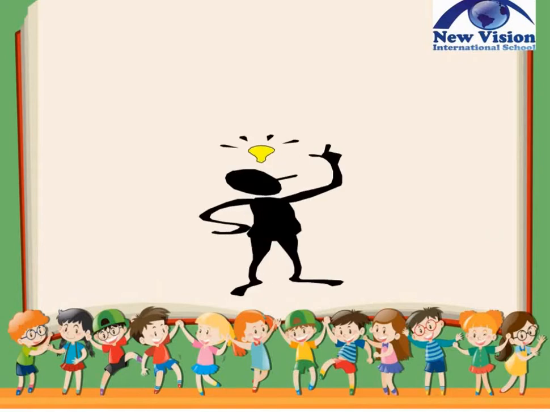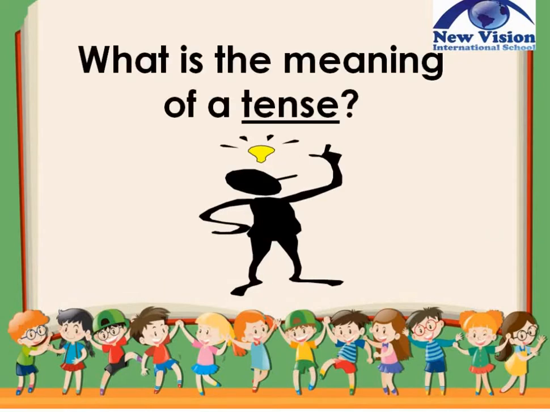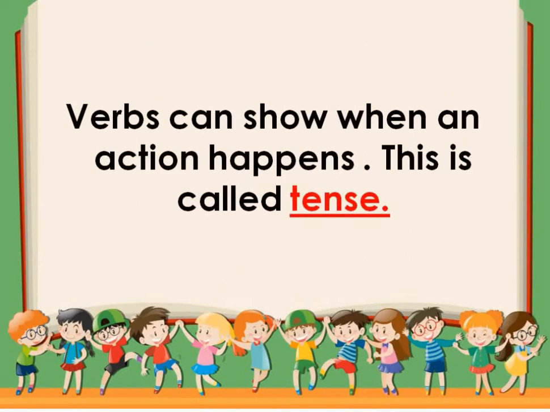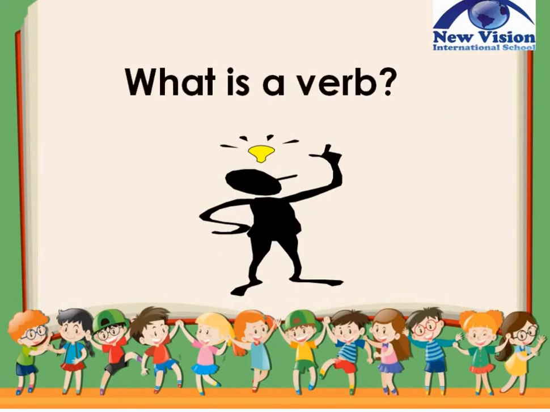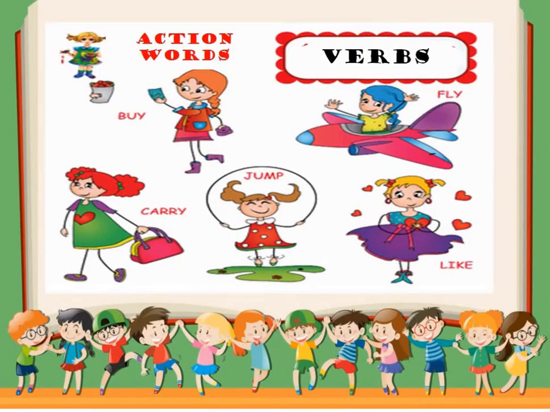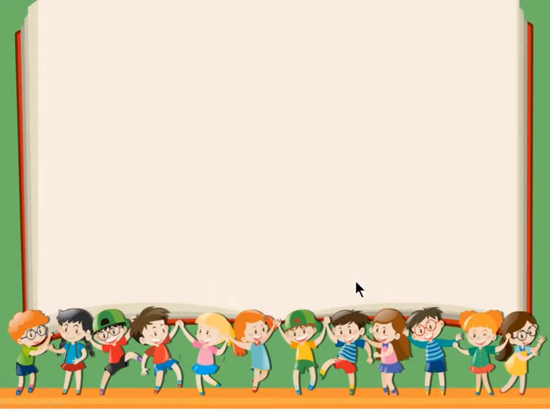But the first question is, what is the meaning of a tense? Verbs can show when an action happens. This is called tense. But what is the meaning of a verb? Verbs are action words like buy, fly, carry, jump, and like.